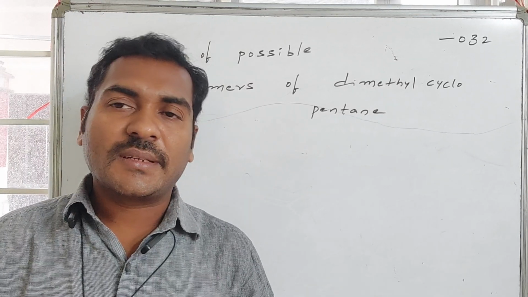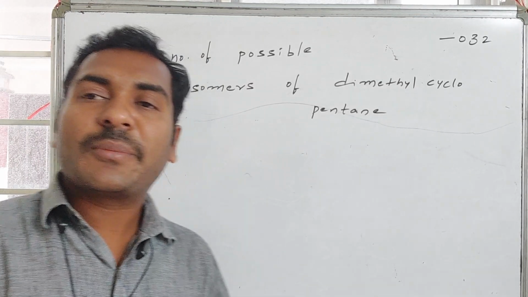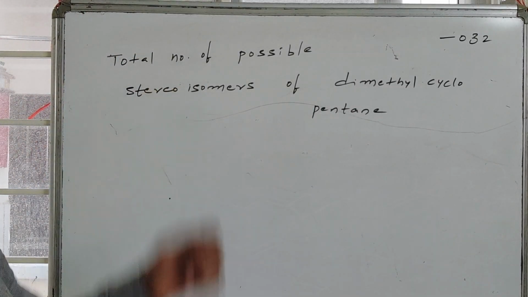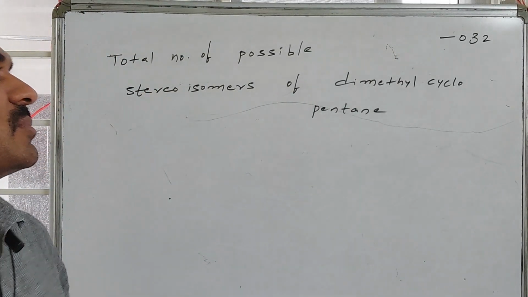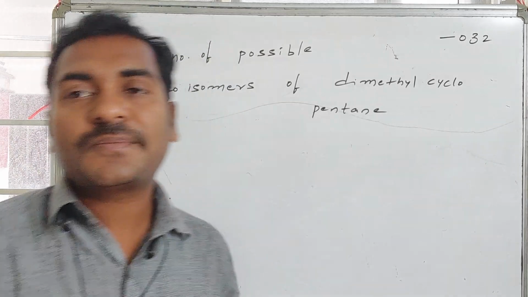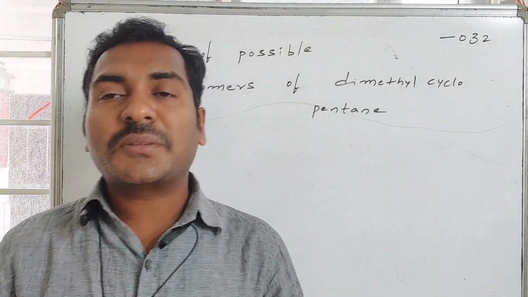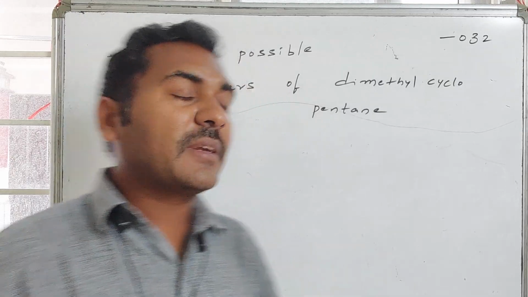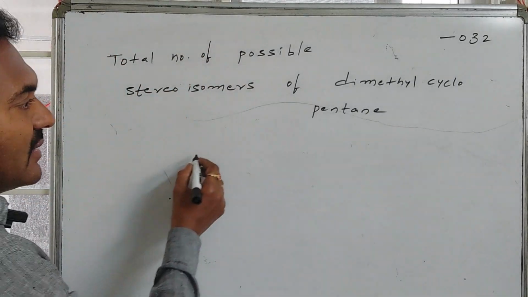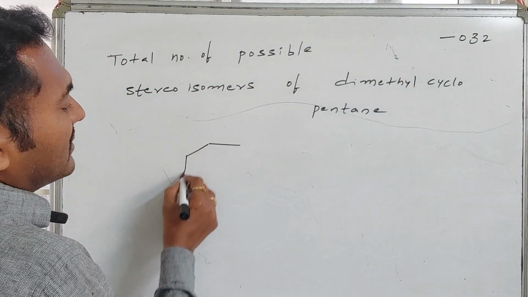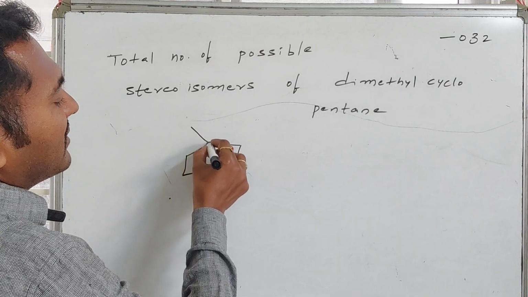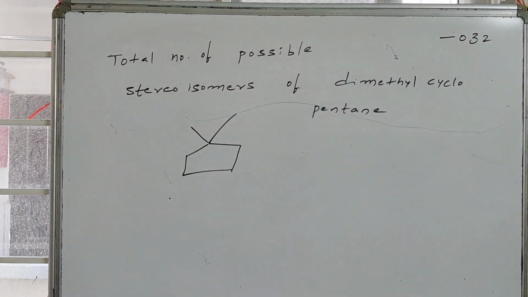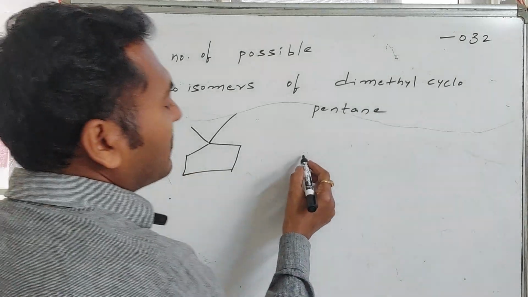Hello friends, another question which came in a previous IIT is the total number of possible stereoisomers of dimethyl cyclopentane. We are asked to identify the total possible ways of arrangement of dimethyl cyclopentane. This is cyclopentane, and it consists of two methyls, that is dimethyl cyclopentane. Two can be present at one place.